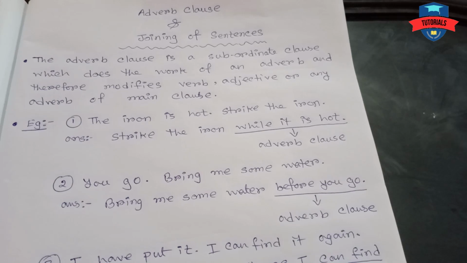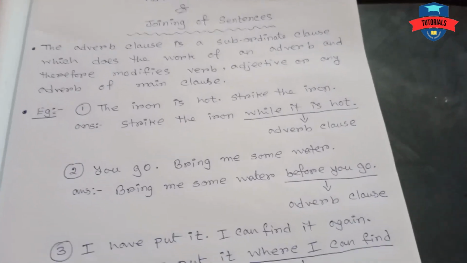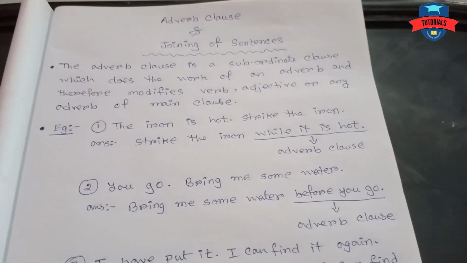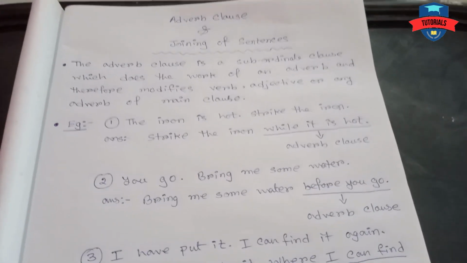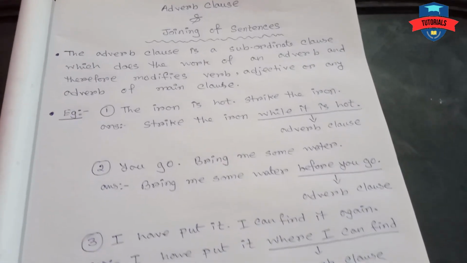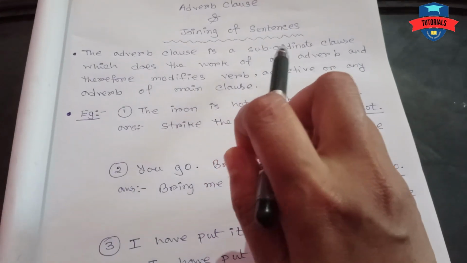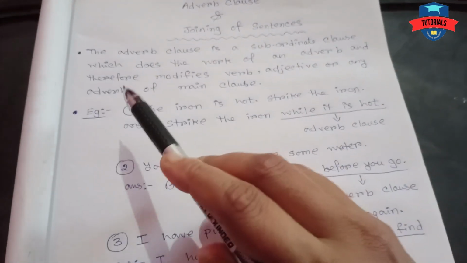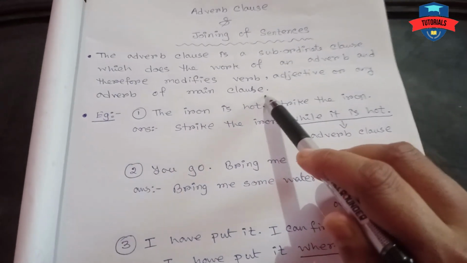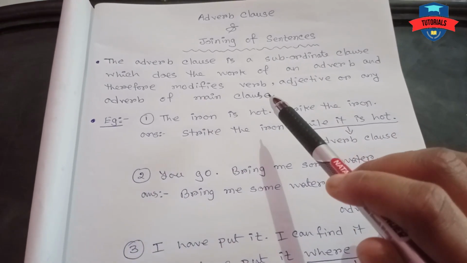Today's topic of discussion is adverb clause and joining of sentences. Okay, we have learned about noun clause and adjective clause. Now today I will explain what is adverb clause. The adverb clause is a subordinate clause which does the work of an adverb and therefore modifies verb, adjective or any adverb of main clause.